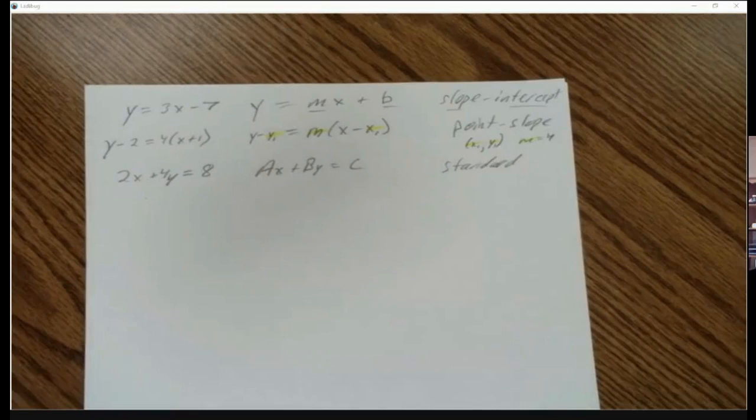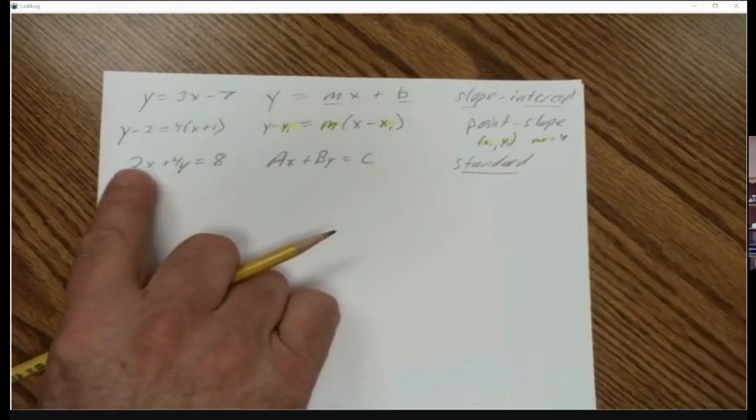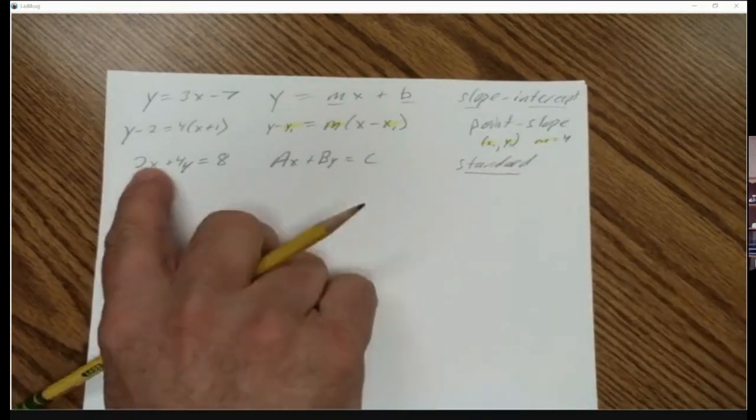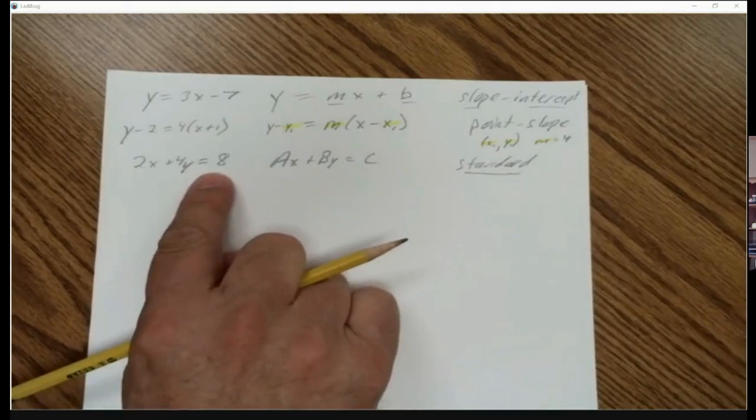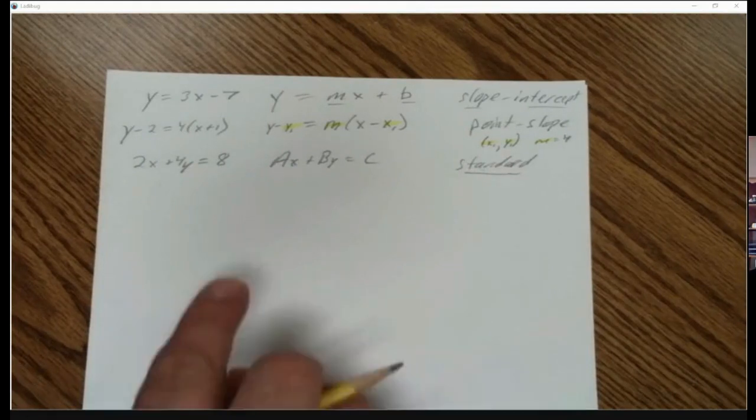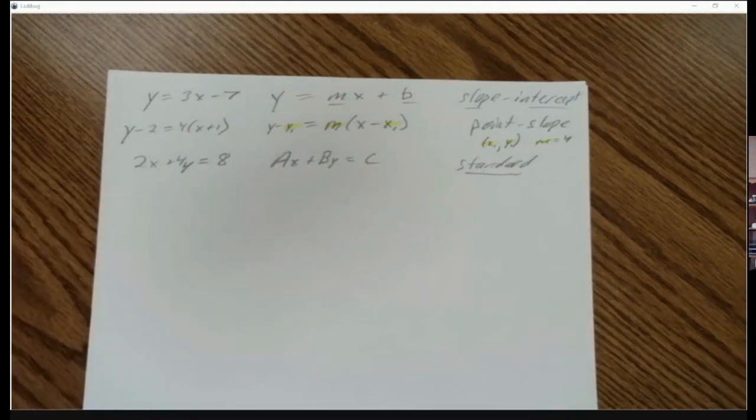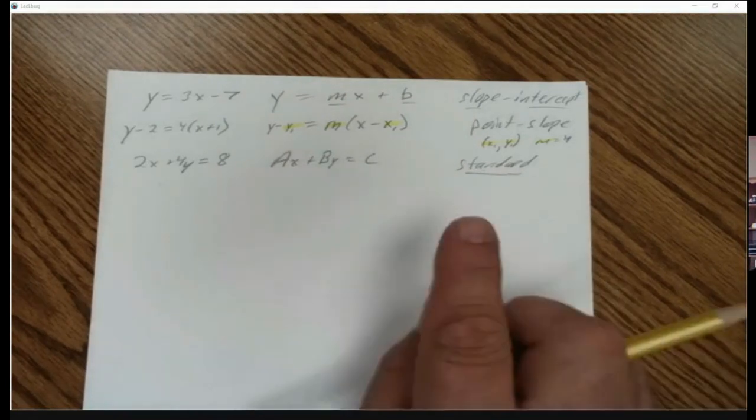That 2, 4, and 8 is not any of those. It is not the slope. It is not a point. It is not the y-intercept, but it is what is known as the standard form, because we have the variables on one side and the equation equals a constant. And so that is generally the standard form of a line, ax plus by equals c, where these are all integers and a is a positive number. So that is the 3 different ways that we are looking at it, especially in this lesson, different ways to look at equations of a line.